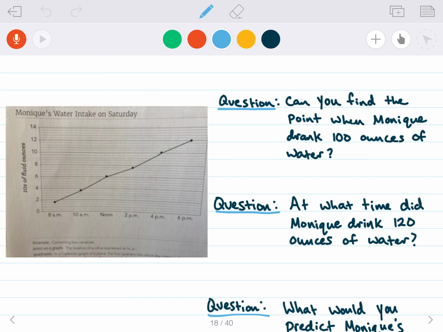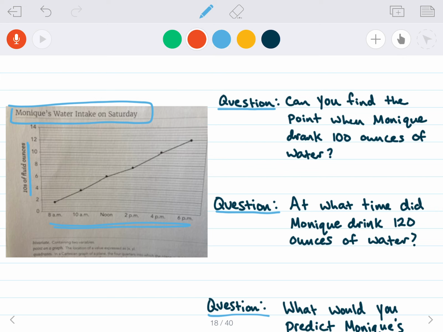So here we have a graph, a line graph in particular, and this graph is modeling Monique's water intake on Saturday. And we can see on the y-axis that this axis represents tens of fluid ounces. And on the x-axis, or the horizontal axis, we have time throughout the day. So the first question is, can you find the point when Monique drank 100 ounces of water?